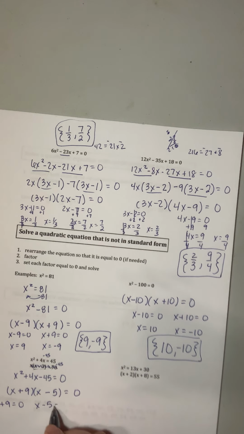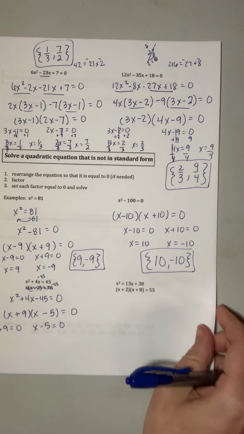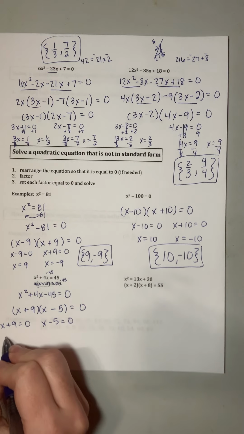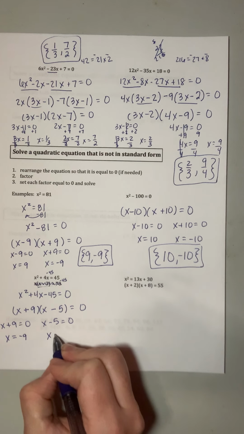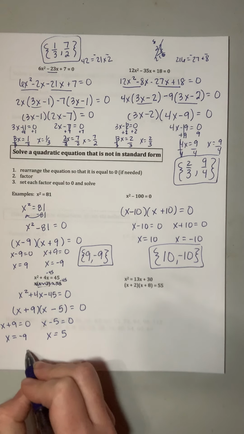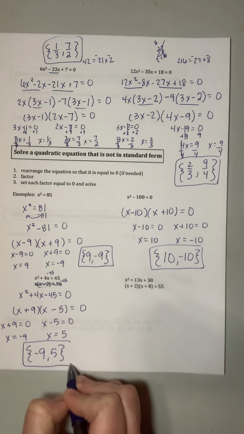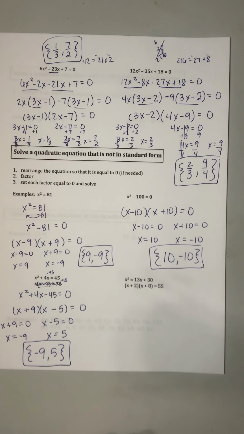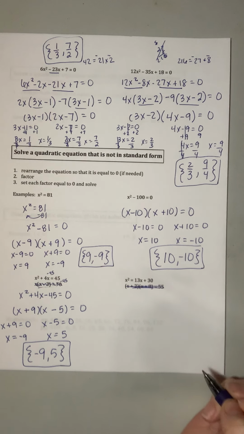Now you can set each piece equal to 0. So this is going to be subtract 9, give you negative 9. This is going to be add 5 to give you positive 5. So you get negative 9, 5. Okay, ignore that one for right now.